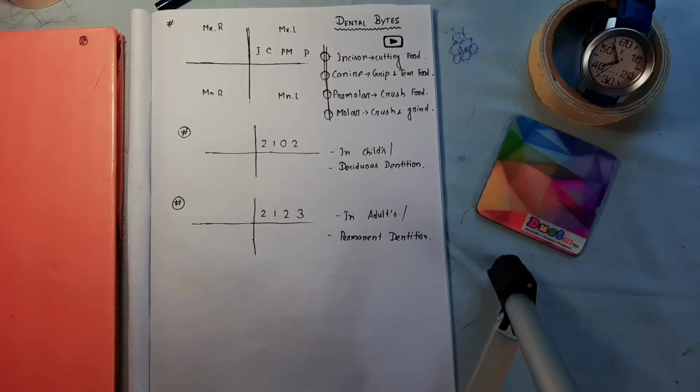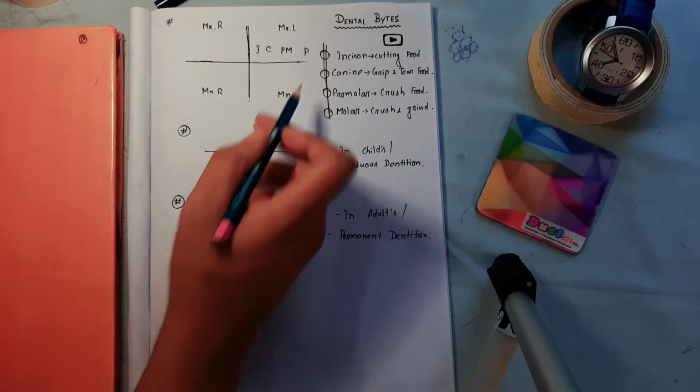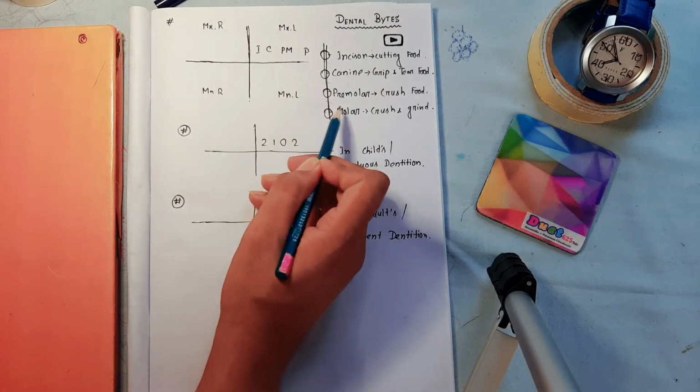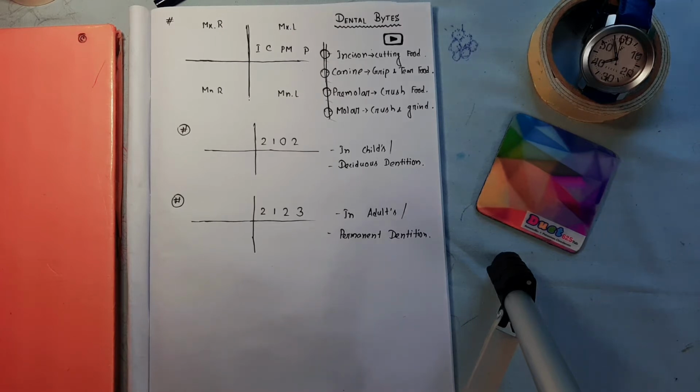Today we're going to discuss the various types of tooth in our oral cavity. We all know that there are four types of tooth in the human oral cavity: incisors, canines, premolars and molars. Incisors help in cutting food, canines help in gripping and tearing food, premolars in crushing food, and molars in crushing and grinding food.